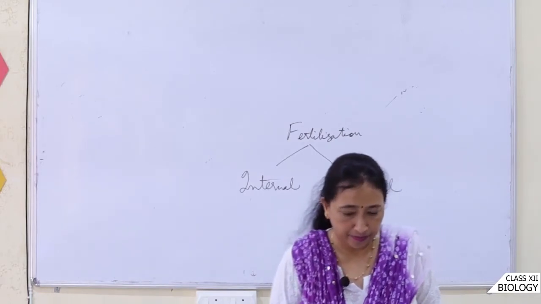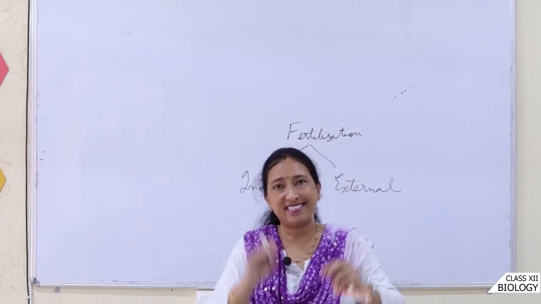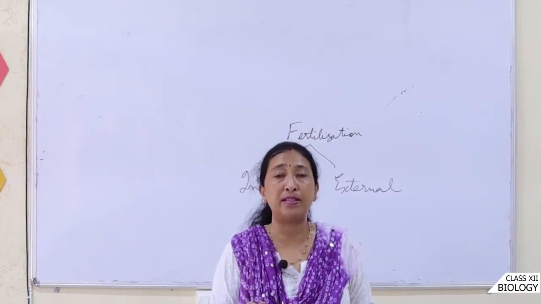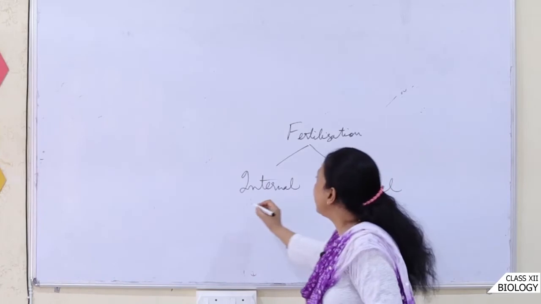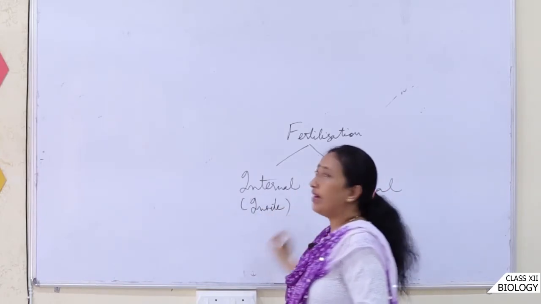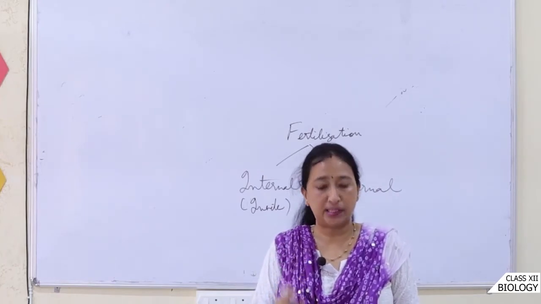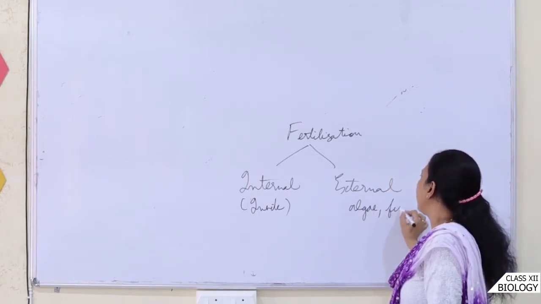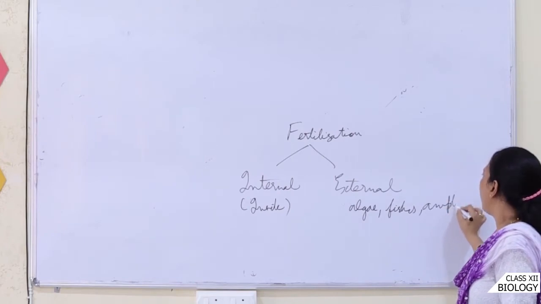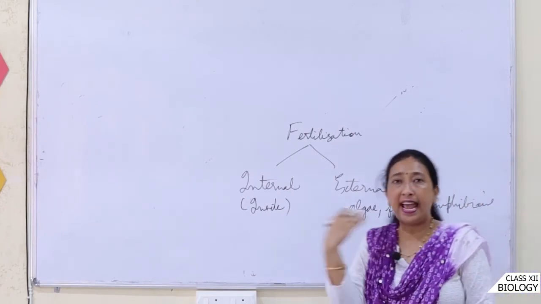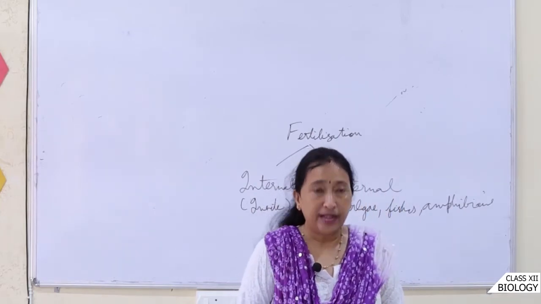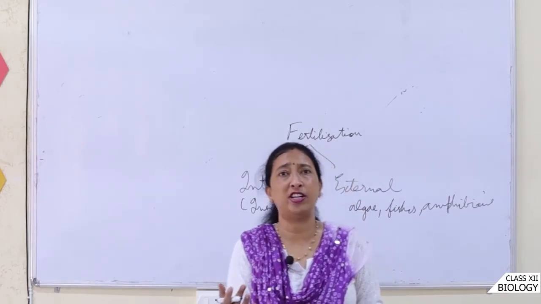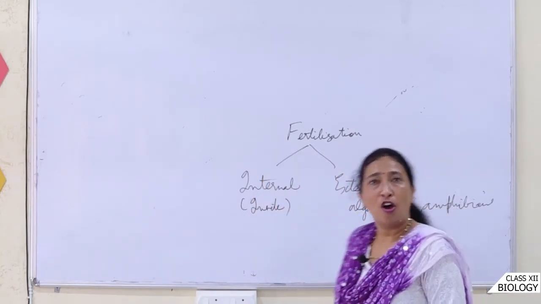Internal fertilization takes place inside the body of the animal. It takes place in the majority of plants, reptiles, birds and mammals, and eggs are formed inside the body of the female. Whereas in external fertilization, fertilization takes place outside the body, like in algae, fishes and some amphibians such as frogs. The eggs are released outside in the water, and a large number of eggs and sperms are produced and released in the external medium.